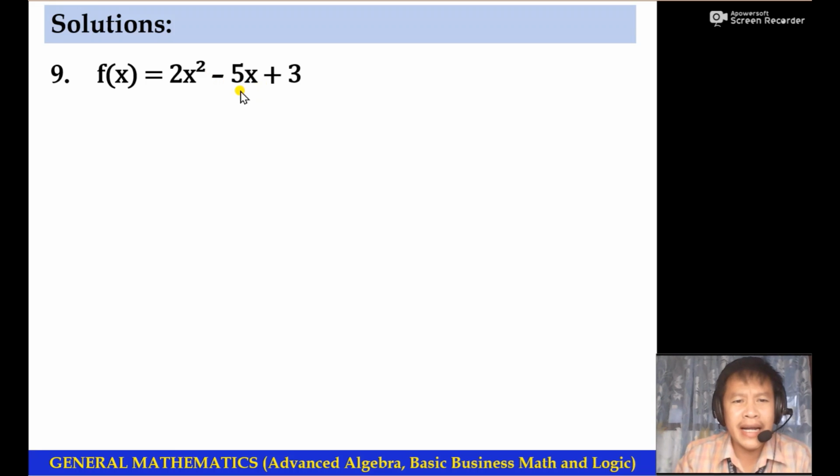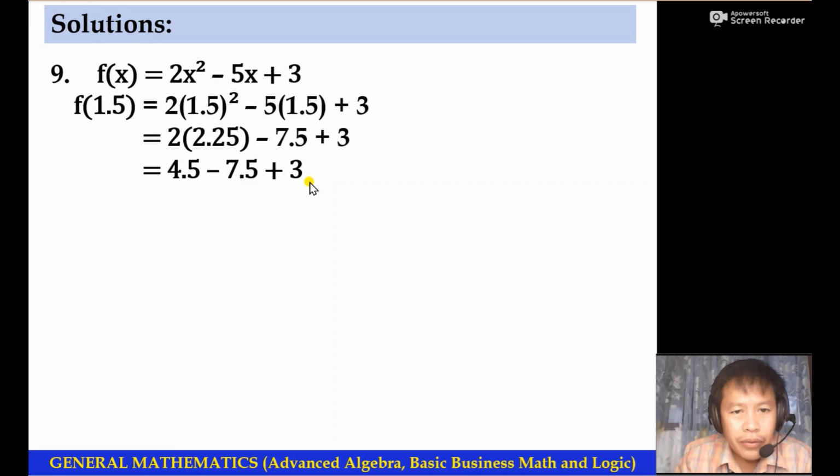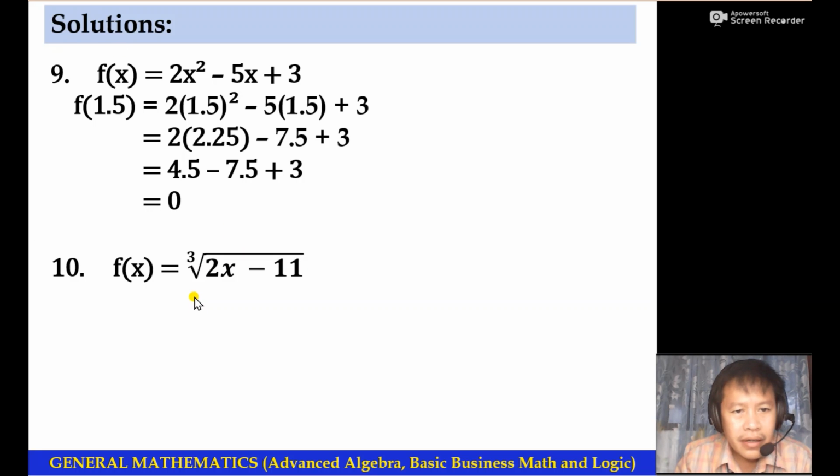Okay, we will proceed with number 9. This is still quadratic. f of 1.5 is equal to 2 times (1.5) squared minus 5 times 1.5 plus 3. I think we have already solved this, no? Same problem as the other problem just a while ago.